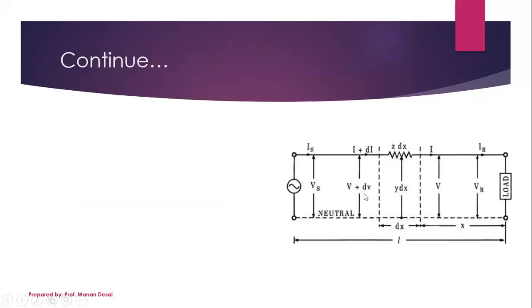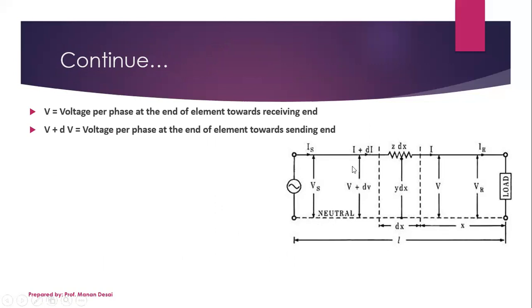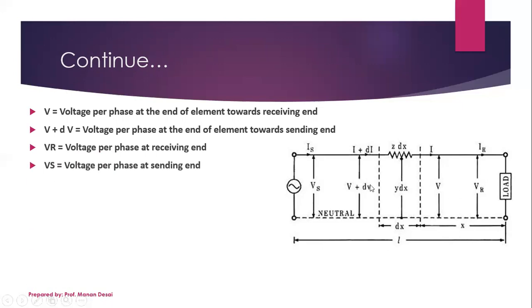Now, repeating this figure, V is the voltage per phase at the end of the element towards the receiving end. This part is the receiving end, and as you see with the cursor, this part is the sending end. So V plus dV is the voltage per phase at the end of the element towards the sending end. VR is the voltage per phase at the receiving end, and Vs is the voltage per phase at the sending end.